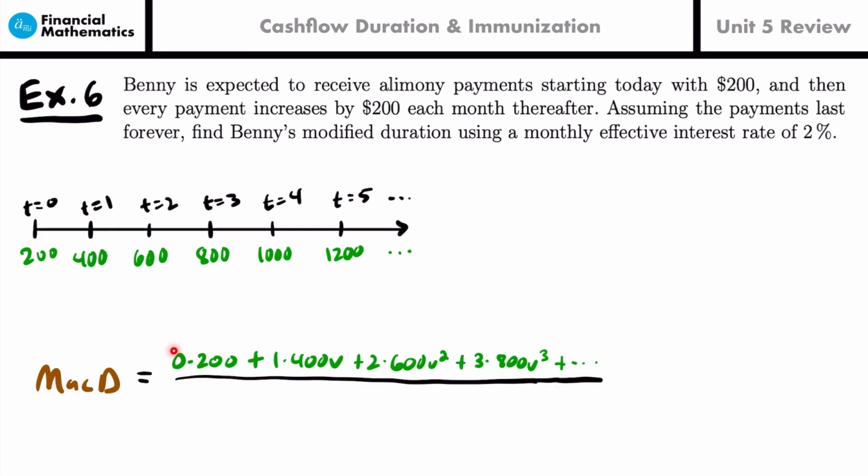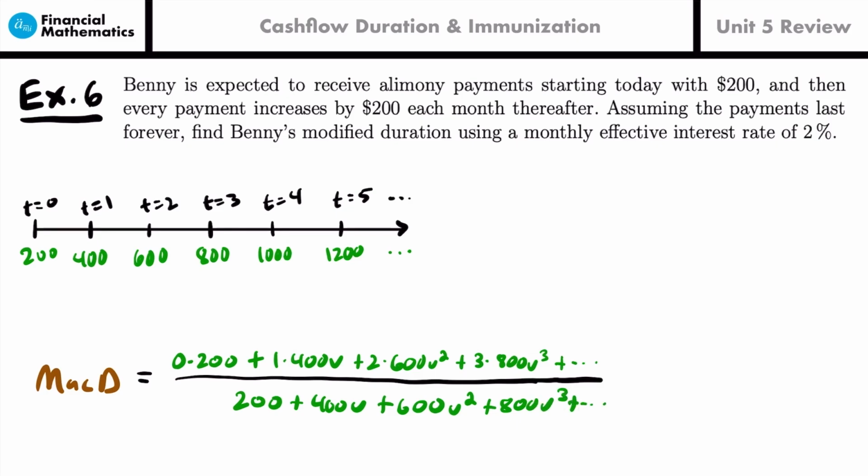We're just going to have the present value of these payments this time. We're not going to be multiplying them by the time at which they are made or when they're going to be received. So we have 200 plus 400V plus 600 V squared plus 800 V cubed, and so on.